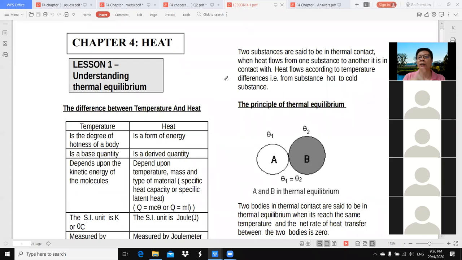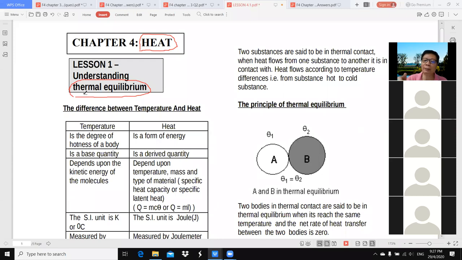Okay. Chapter 4, heat. One word only. So you study heat. Heat, you don't look at it as only one word. It carries a lot of meaning. Your lesson 1 is understanding thermal equilibrium. Okay. Let's look at this word first. Thermal. Thermal is a scientific term for heat.